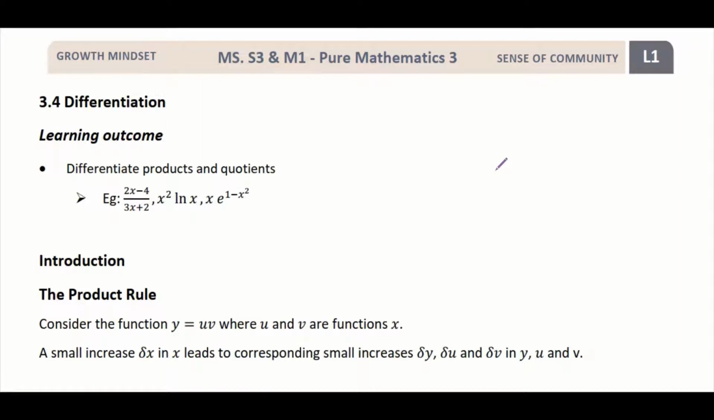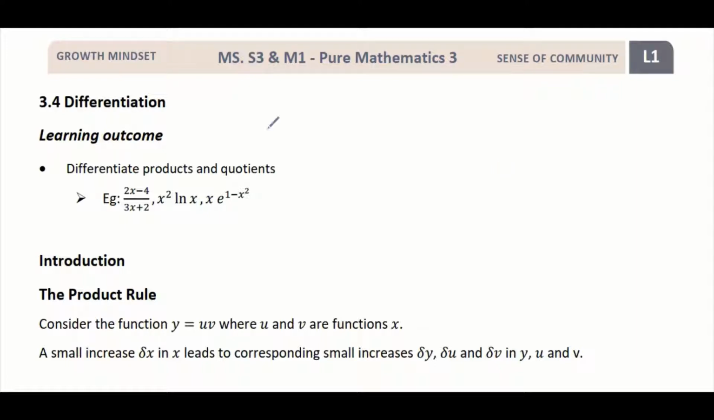Okay, hi everyone. So we'll start our new chapter, which is topic 4, differentiation. So for P3 differentiation, it will be something that builds on the foundation, or the content, that you have learned previously in P1 differentiation.